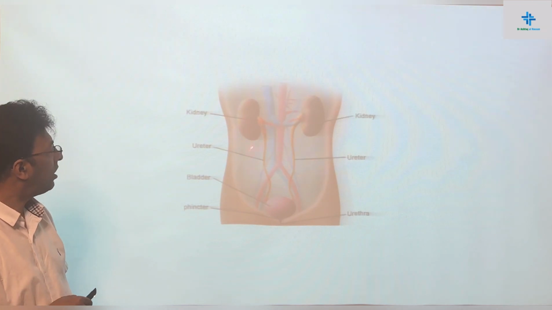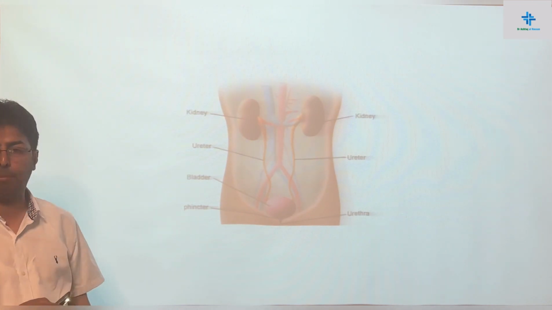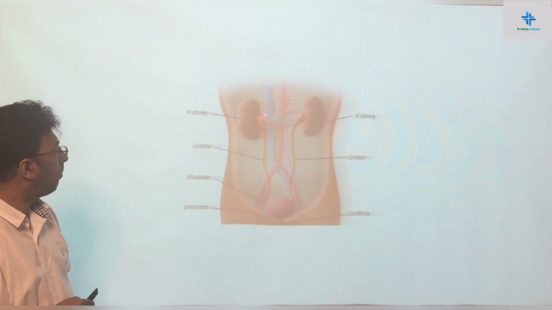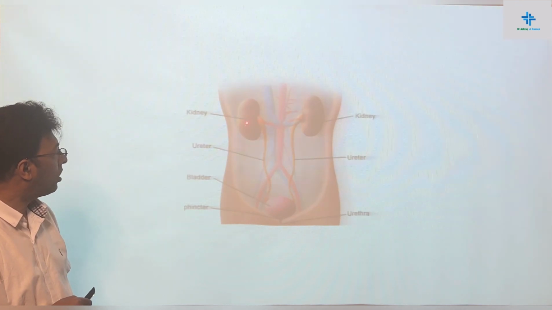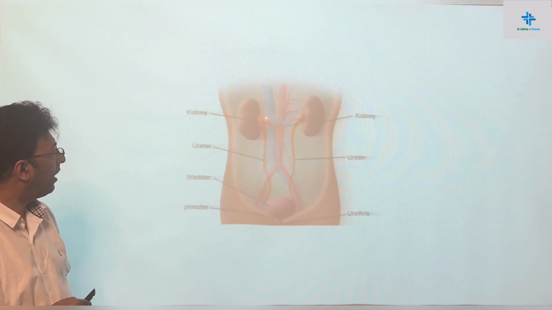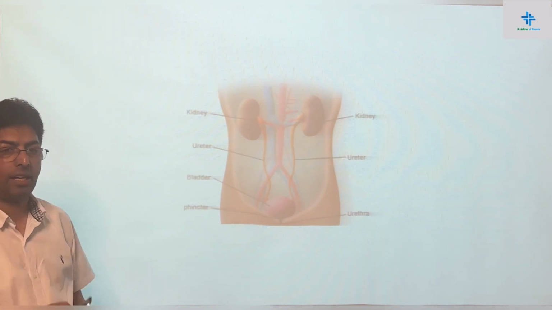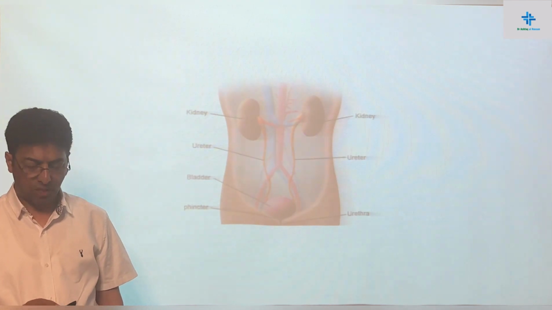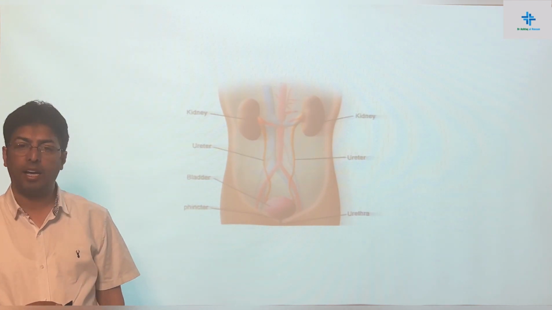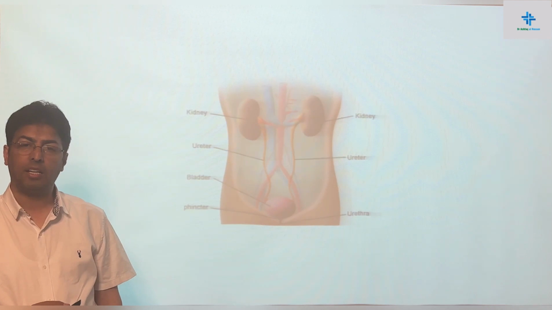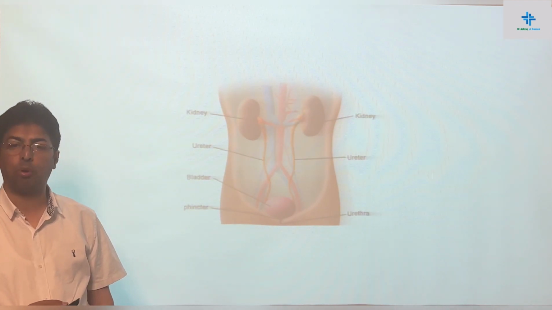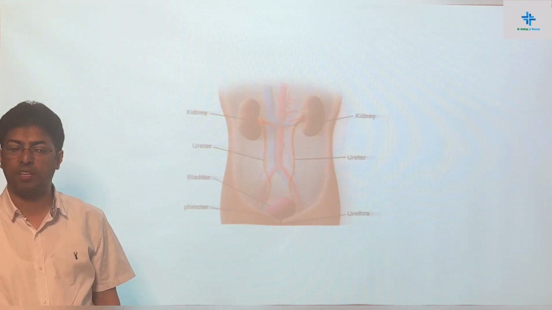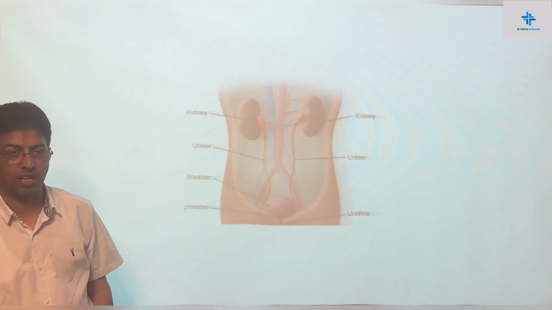The kidneys in fact occupy the abdominal areas. They occupy the right hypochondriac, the right lumbar, and the left hypochondriac and the left lumbar, in addition to the umbilical and the epigastric areas. So these are the four regions which the kidneys occupy: the epigastric, umbilical, lumbar and hypochondriac areas, the right and the left, as far as the right and left kidneys are concerned.